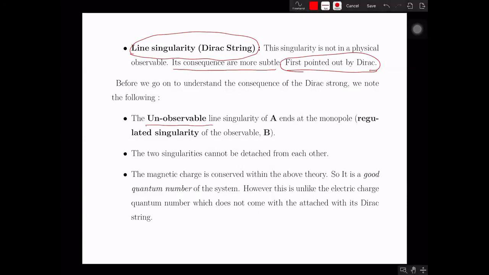There is this unobservable line singularity in A, which ends on the monopole, which is the regularized singularity in the observable B. So the crucial thing is that these two singularities cannot be detached from each other. I have shown you two forms of this A, but whatever gauge I choose, these singularities cannot be detached from each other. As long as I have that monopole, I'll have this line singularity.